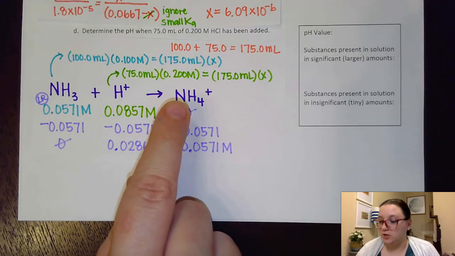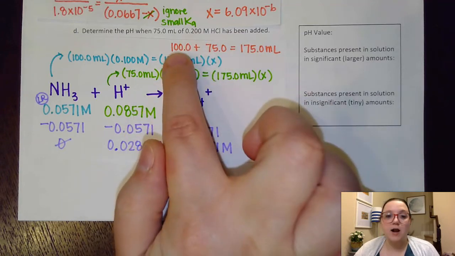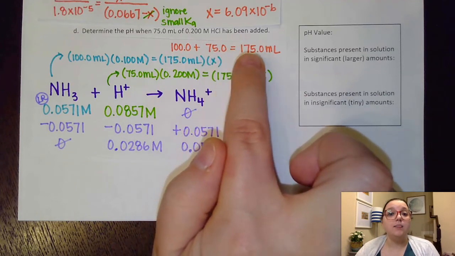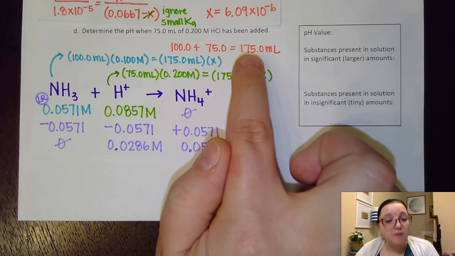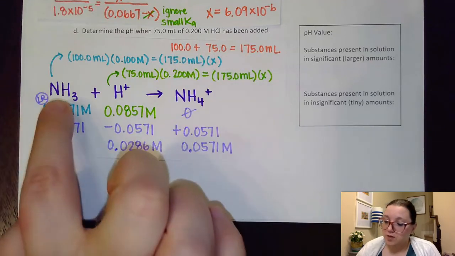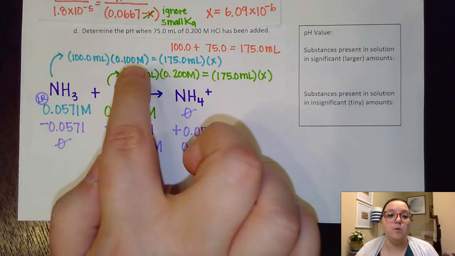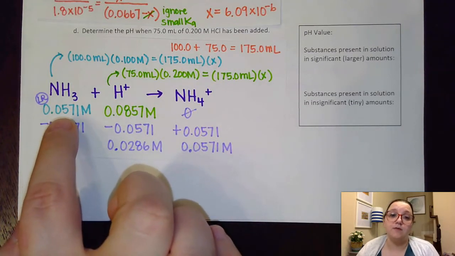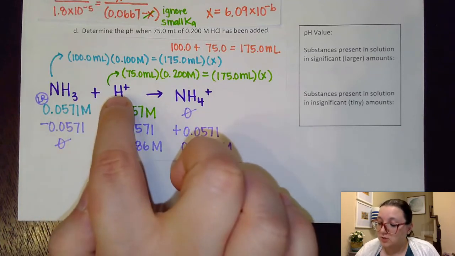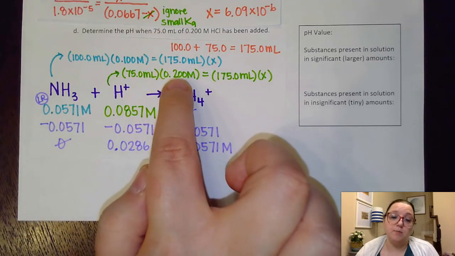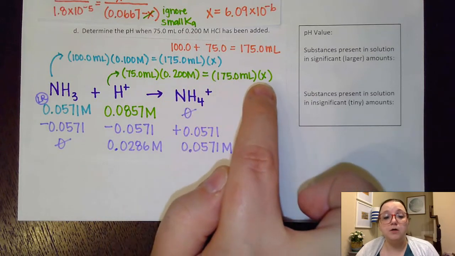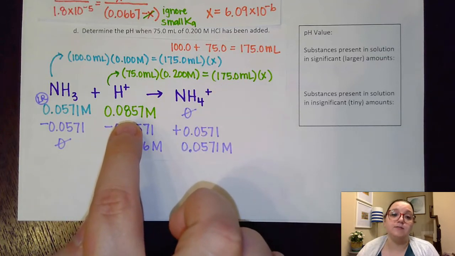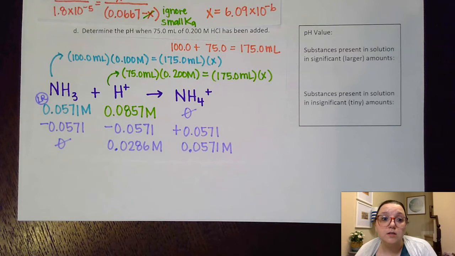Then I'm going to do my dilution. First, I figure out my total volume. I had that 100 from the ammonia in combination with the 75 from the HCl. That's going to give me a grand total of 175 milliliters of solution here. So for the ammonia, if I had 100 milliliters at 0.1 molar, what would be the molarity at 175? That's going to be 0.0571 molarity. For the hydrogen, now I have 75 milliliters of that 0.2. So I want to figure out what would the molarity be at 175 milliliters. That comes out to be 0.0857 molarity.